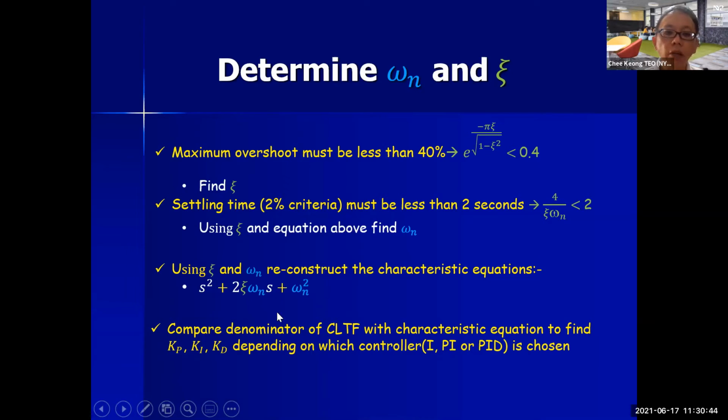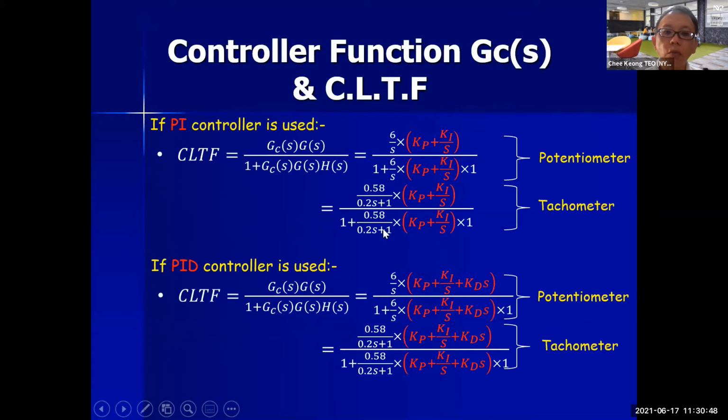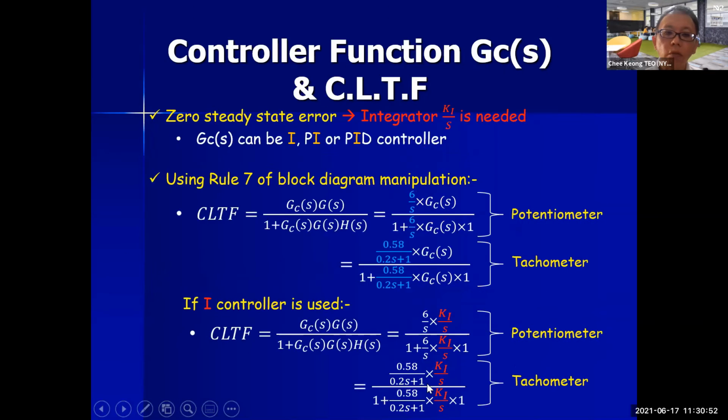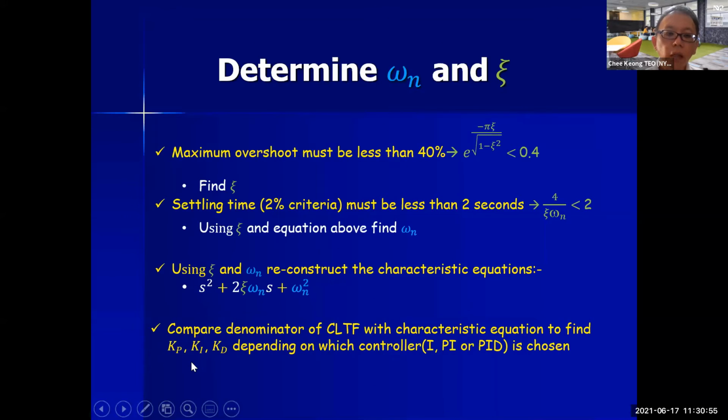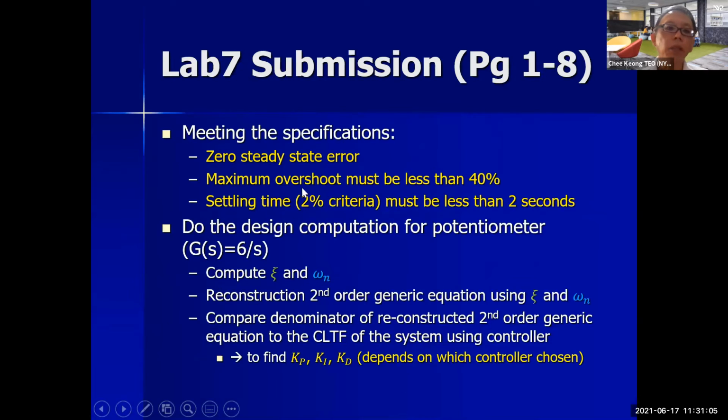So you can reconstruct this. Once you reconstruct it, you can compare it to your closed loop transfer function. The closed loop transfer function is what we have just calculated, right? These are all the closed loop transfer functions. So you can compare it with the characteristic equation denominator, and from there you will be able to find out what your Kp and Ki are. So the steps are basically these.